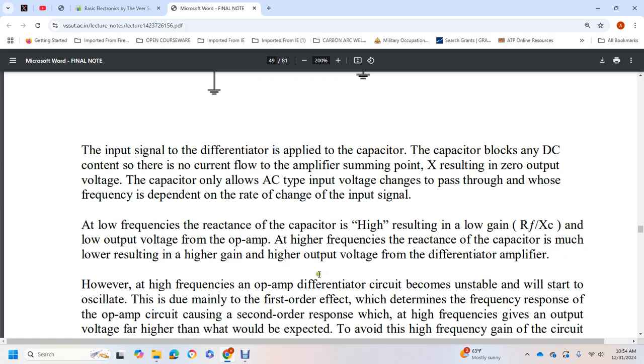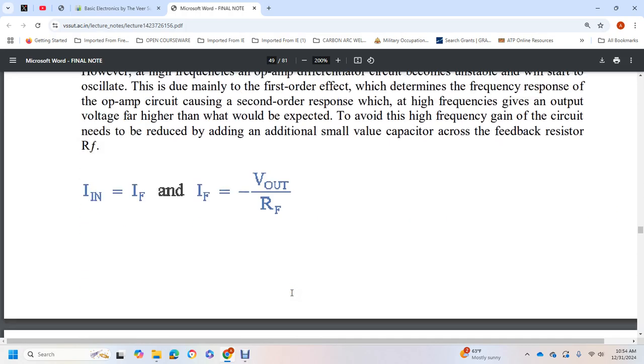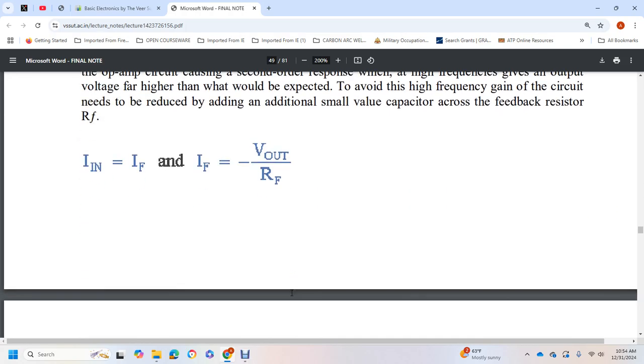However, at high frequency the operational amplifier differentiator circuit becomes unstable. It will start to oscillate, because the first-order effect determines the frequency response. The circuit has a second-order response at high frequency, giving an output voltage higher than would be expected. To avoid this, the high frequency gain needs to be reduced by adding a small value capacitor across the feedback resistor. So we have the input current and the feedback current.